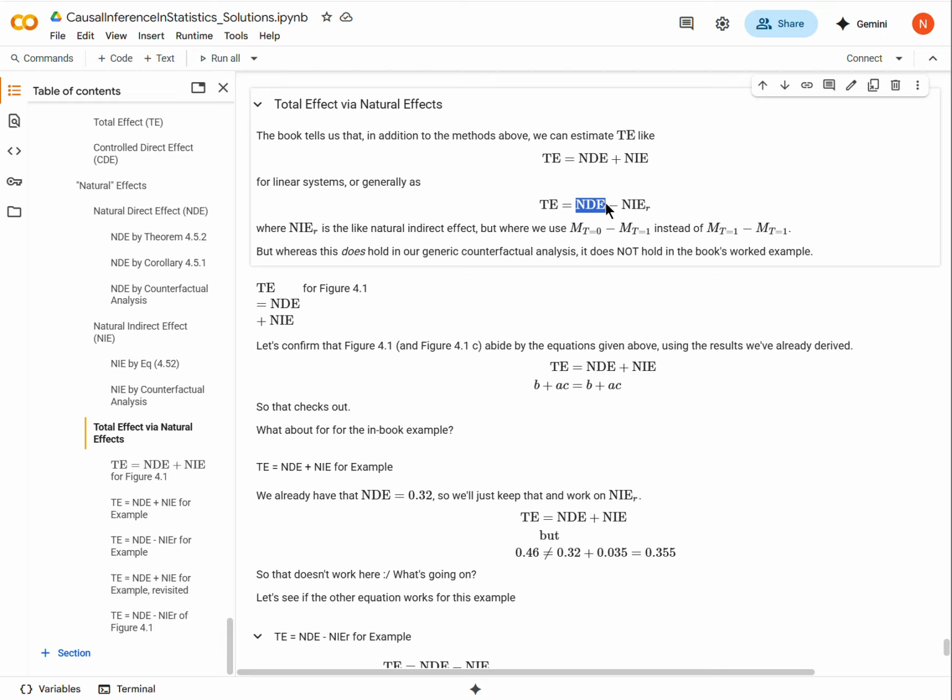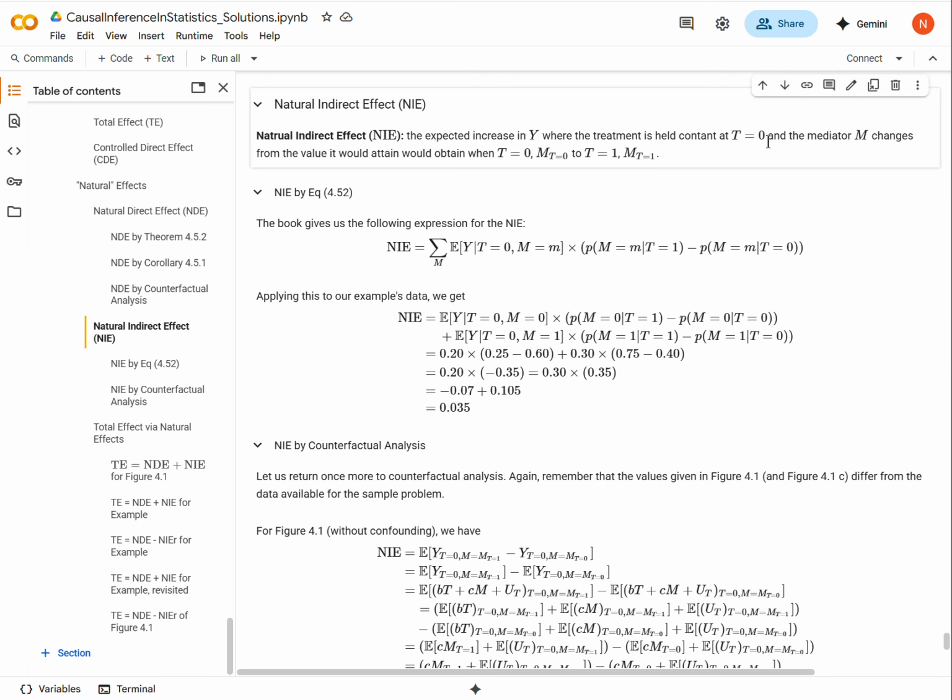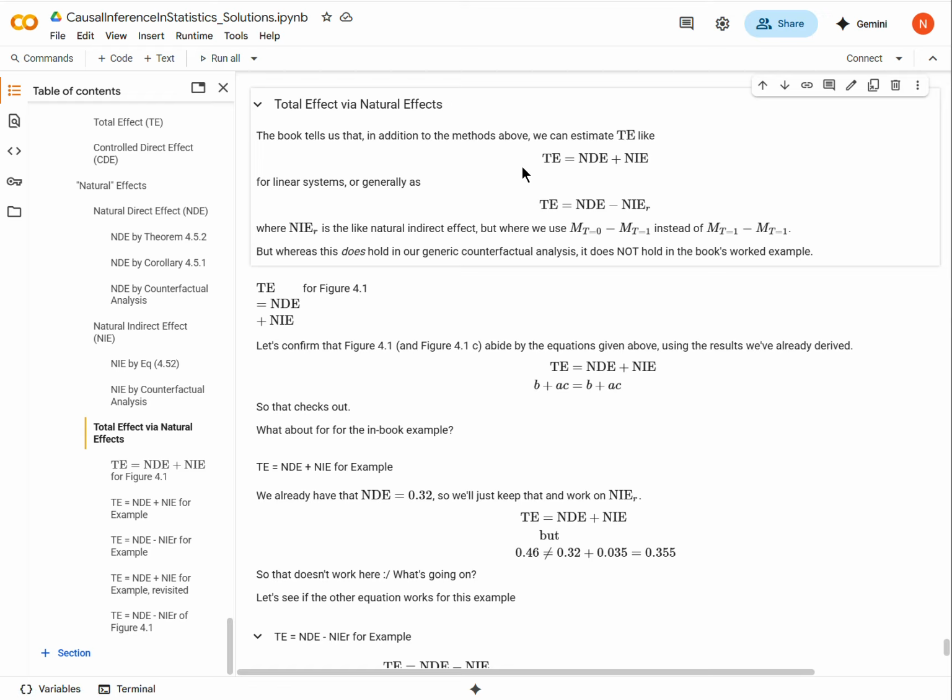Or as the natural direct effect minus what they call the natural indirect effect sub r. So what is NIE sub r? Well, the natural indirect effect, we'll look at the definition here. It means that we hold treatment at 0, and we just change the mediator value from the value it obtains when t equals 0 to the value it obtains when t equals 1. So we will look at this expression as well.